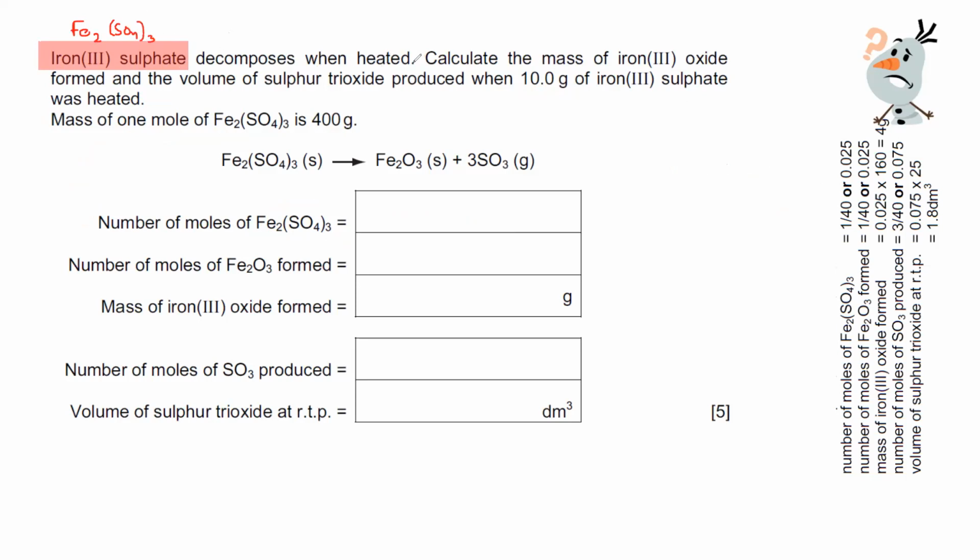It decomposes when heated. We have to calculate the mass of iron 3 oxide. That is the main objective, but we have to follow the steps to solve the question. Directly we cannot get the mass of iron 3 oxide, so we have to follow their steps. So the formula for iron 3 oxide is Fe2O3. And we need the volume of sulfur trioxide, SO3, when 10 gram of iron sulfate is heated. We have 10 gram of iron sulfate.